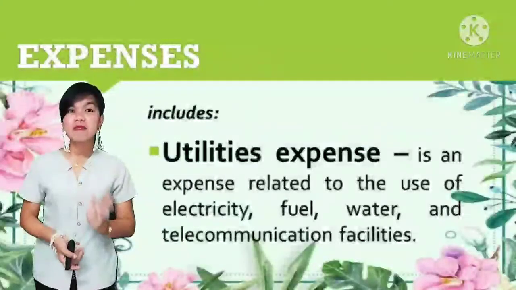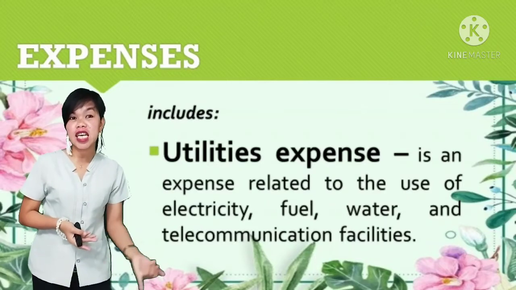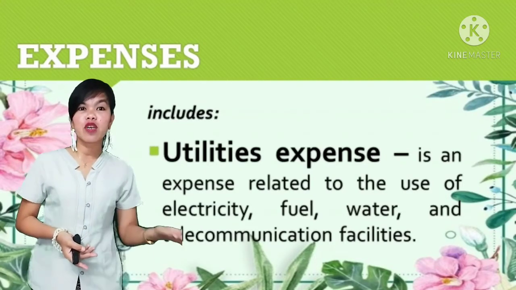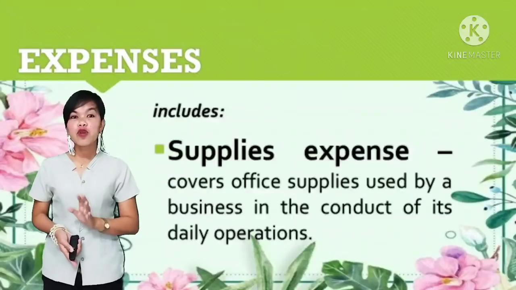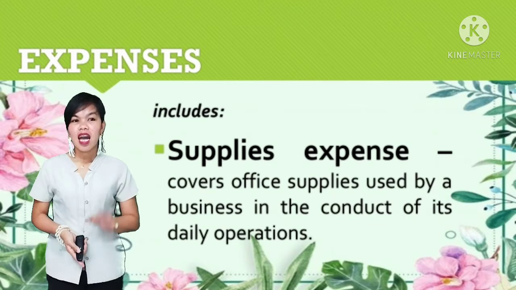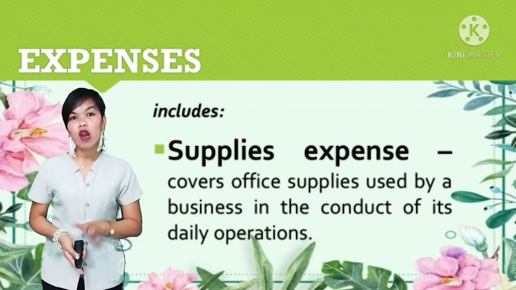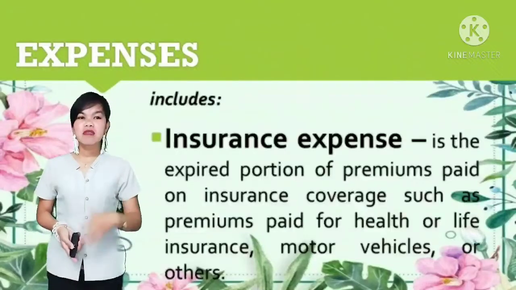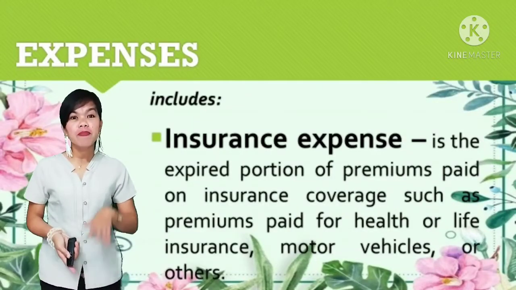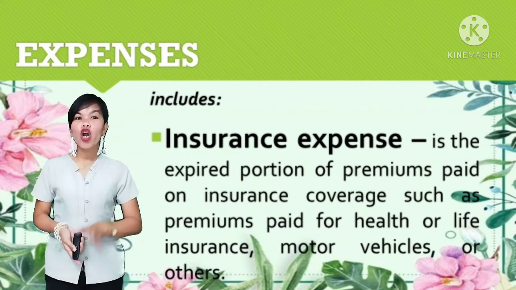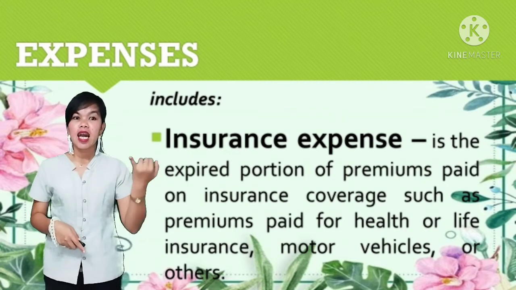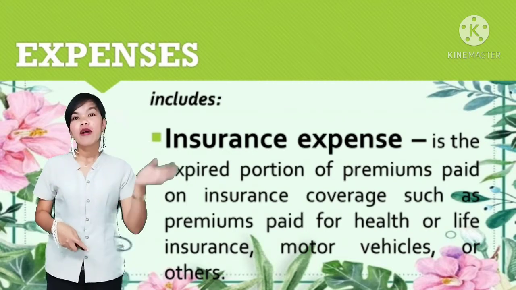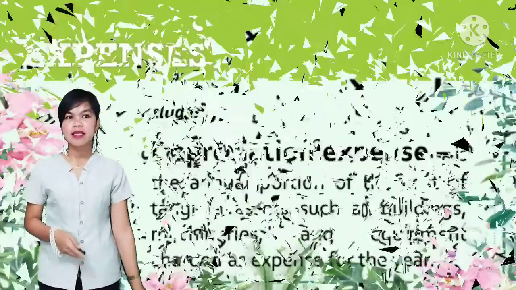Utilities expense is an expense related to the use of electricity, fuel, water, and telecommunication facilities. Supplies expense covers office supplies used by a business in the conduct of its daily operations. Insurance expense is the expired portion of premiums paid on insurance coverage such as premium paid for health or life insurance, motor or other insurance.